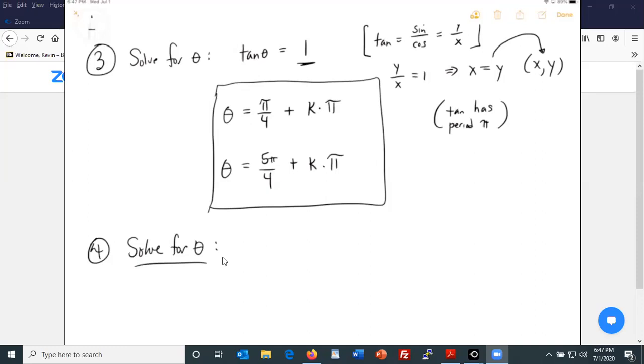Okay, let's do another tangent problem where the tangent of theta equals the square root of 3 over 3. So we have to use the same idea on the unit circle that tangent is y divided by x, sine divided by cosine. So I have to find the pairs such that y over x is the square root of 3 over 3.